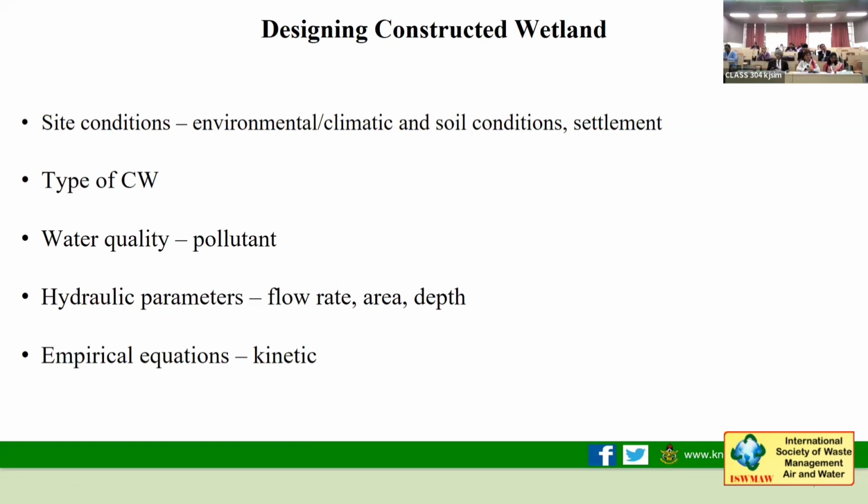Then you have to consider its proximity to settlement, because there are certain attributes or characteristics that may affect settlement around. Then the next thing you consider is the type of constructed wetland, as already discussed. Then the water quality. That one has to do with the pollutants of concern. And in this context, we are considering pharmaceuticals. However, in the wastewater, there may be pharmaceuticals together with other pollutants.